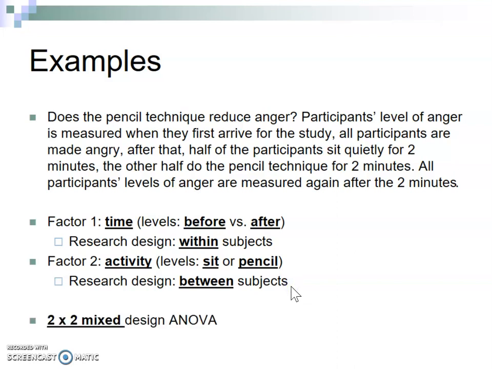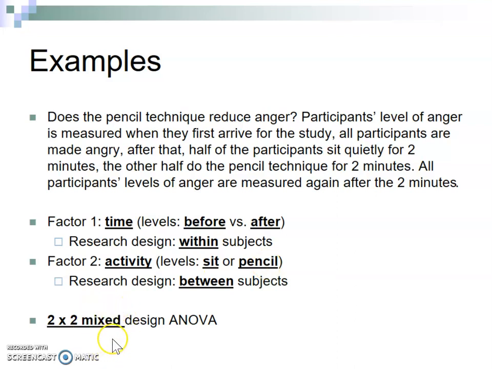And so what that means is that we would call this ANOVA that we would use to analyze these data a 2 by 2. So again, here the first number is representing the number of levels in that first factor, which again we had 2 levels for that first factor. The second number here is representing the number of levels in our second factor, which again people either sat quietly or they did the pencil technique. So that's where the numbers are coming from.